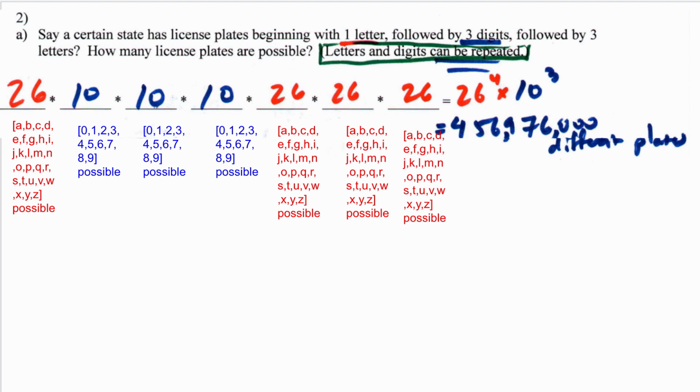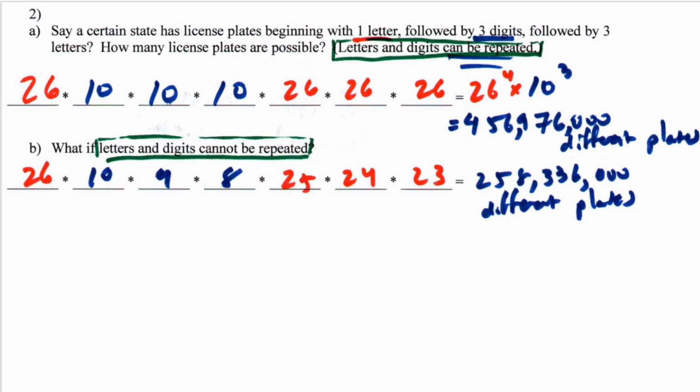Okay? Now, what if I didn't allow repetitions, right? If I didn't allow repetitions, the key is it's going to go like this: 26 times 10 times 9 times 8 times 25 times 24 times 23. So it's still a lot, but it's 258 million instead of 456 million.